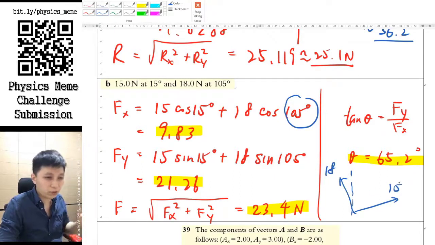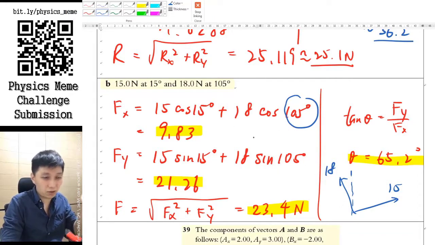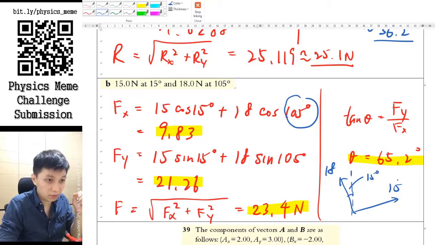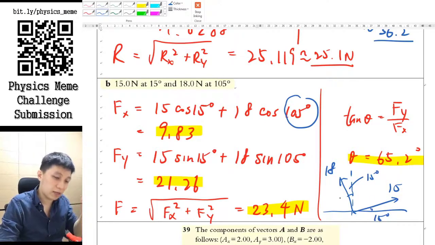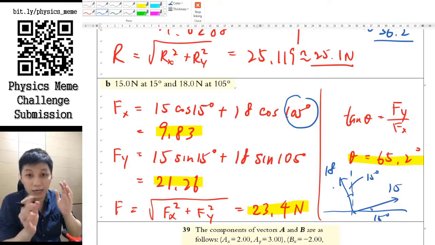You may be wondering, do I have to make it negative here? Or minus 90, so this angle will be like 15 degrees also. This one is also 15 degrees, and then you make it negative. In fact, you don't have to do all these things. You can just let it go.